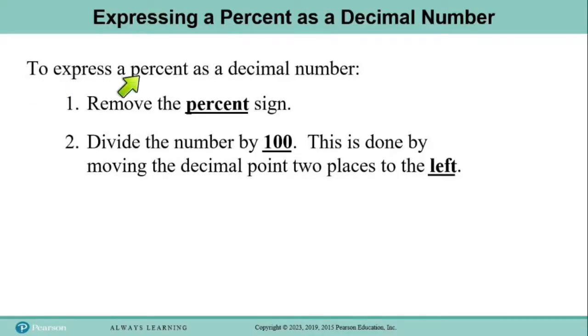So to express a percent as a decimal number, first remove the percent symbol and then divide the number by 100. For a decimal number, this is done by moving the decimal point 2 places to the left. Now, don't do this as 2 separate steps. This is really 2 parts of the same step. So let's practice that on the next slide.